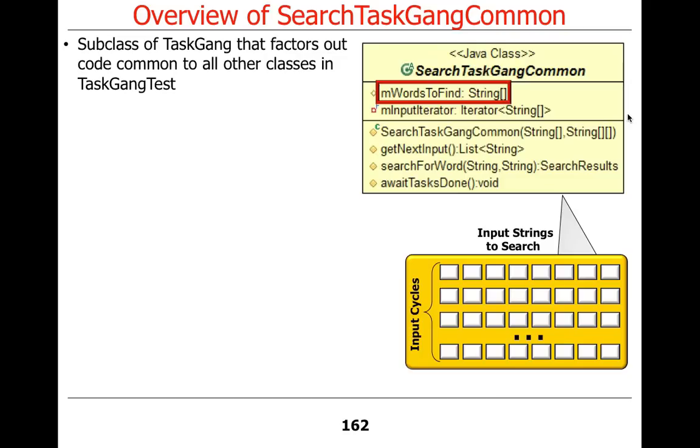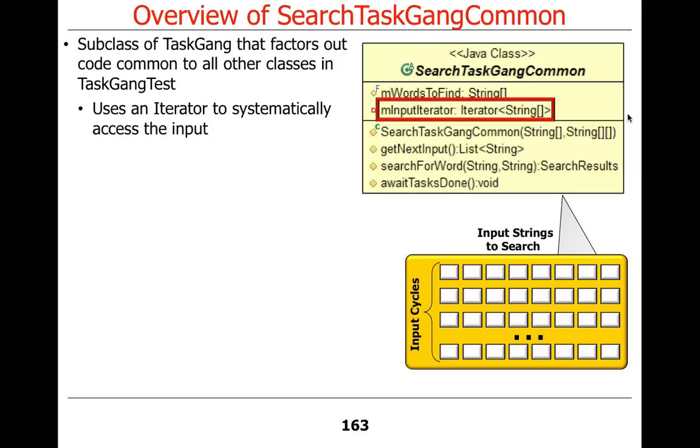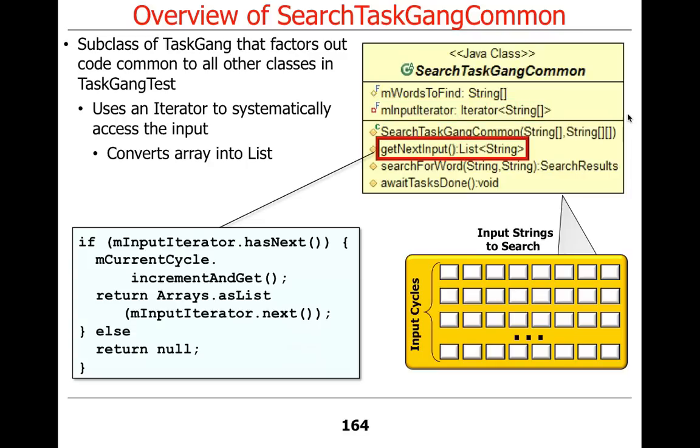So here is what's in Search TaskGang common. So you have a bunch of input strings you're going to search, and you can do them in cycles. So that's the words to find. We use an iterator to be able to systematically access these things one at a time. It makes the code really concise.